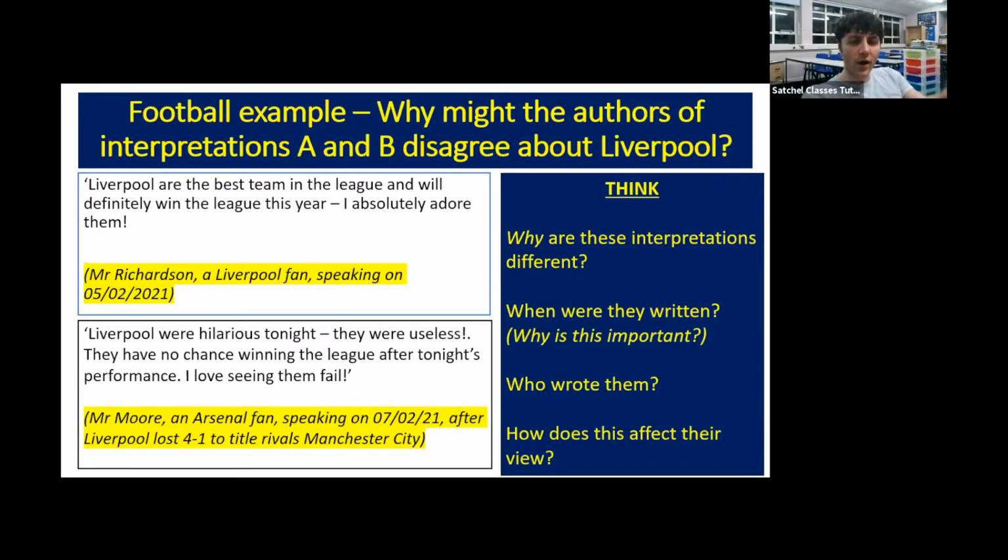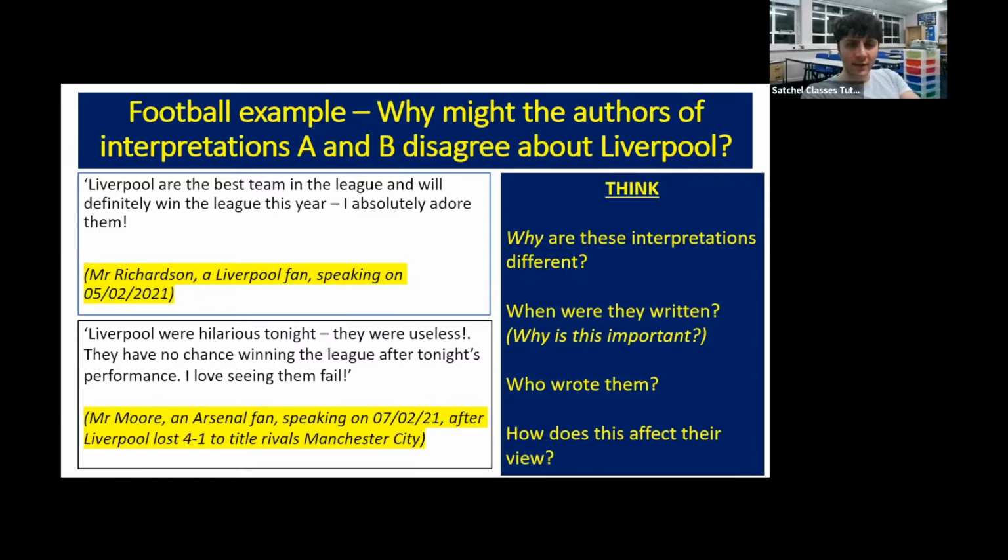Now we need to figure out what is it about the provenance that affects the likelihood of those two people, me and Mr. Moore, taking those viewpoints. So for example, in interpretation A, why am I likely to be positive about Liverpool? We've already identified that I'm positive about Liverpool, so we don't need to prove that again. We don't want to answer question 1 again. We want to say what it is about me that makes me likely to be positive. So pause the video here and see if you can figure that out.